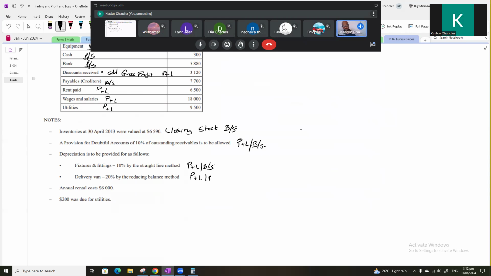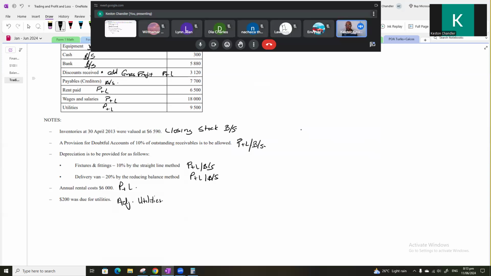Now the calculation or the figure reported in the profit and loss will be different from that of the balance sheet. We saw that earlier on. In the profit and loss, we're just reporting what the depreciation is for the current year or current period. In the balance sheet, we have to report what the depreciation was for the entire life of the asset. Annual rental cost, this is an expense, so we'll put this inside of the profit and loss. 200 was due for utilities, so we need to make an adjustment, right? So utilities.